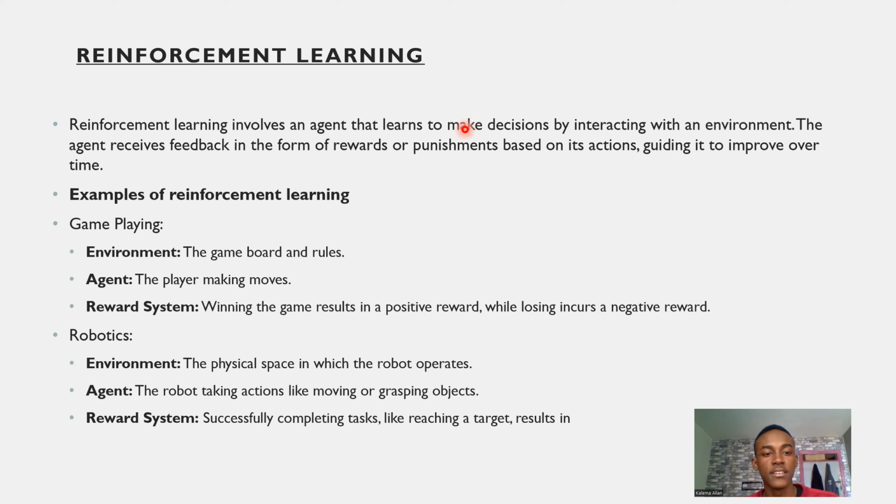So we have examples. There is game playing, of course. In reinforcement learning, there is an environment, there's an agent, and there's a reward system. In the environment, there is a game board and rules. The agent is the player making moves, and the reward system is winning the game.